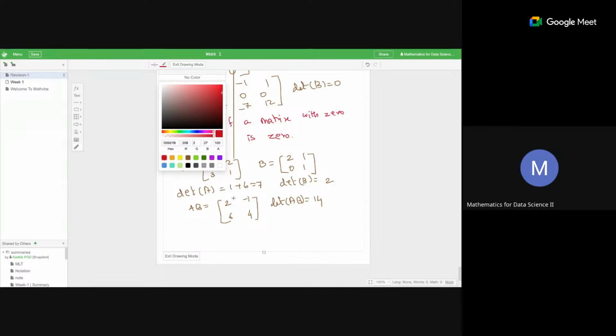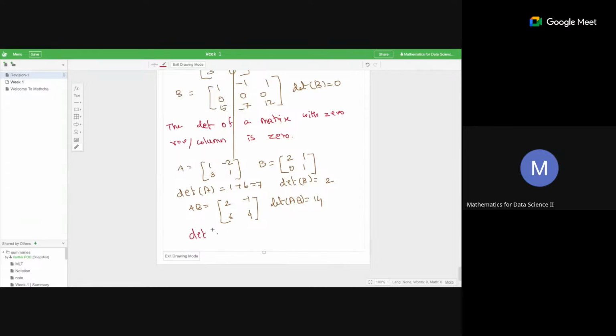I understand it's getting late. Okay, so what is it that you observe? The determinant of A into B is equal to the product of the determinants of A and B. Okay. Right.